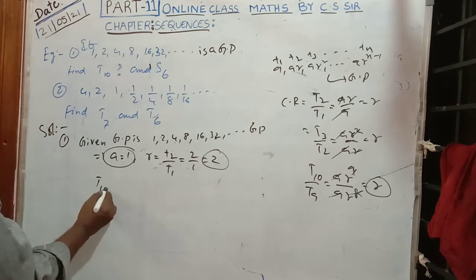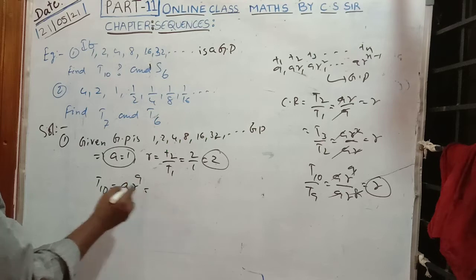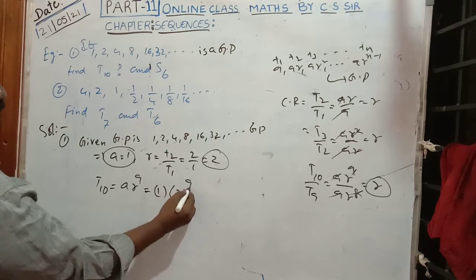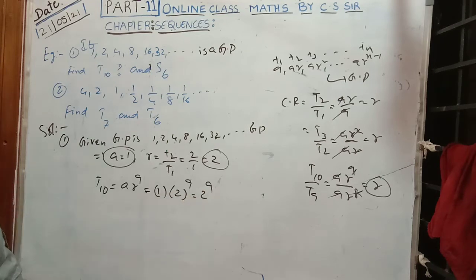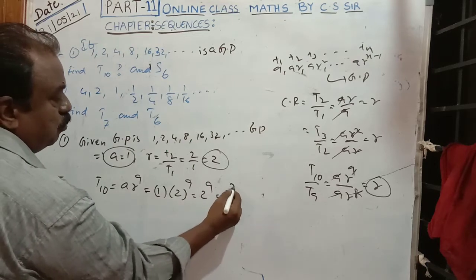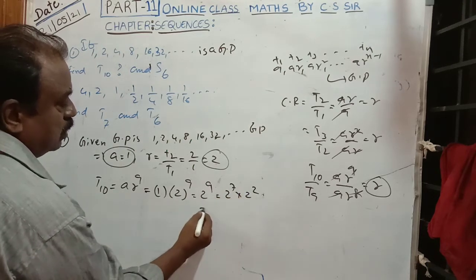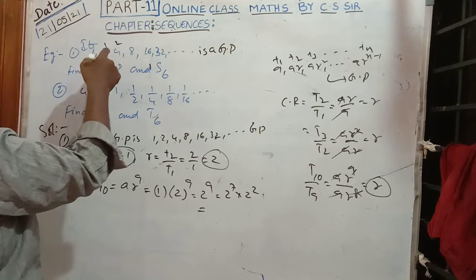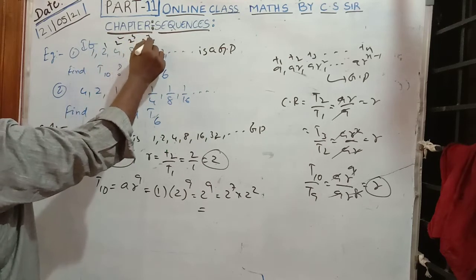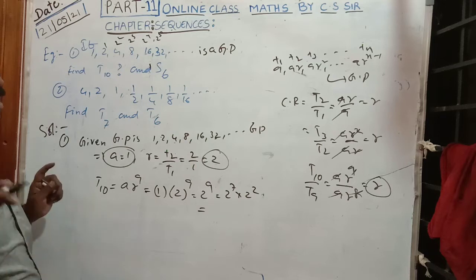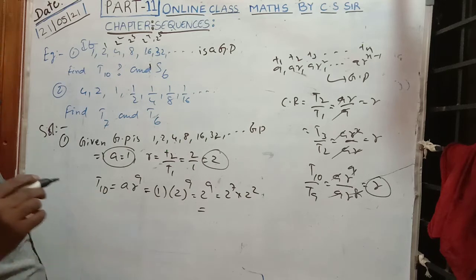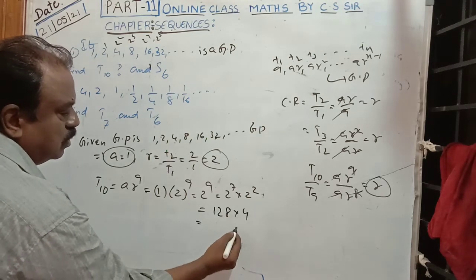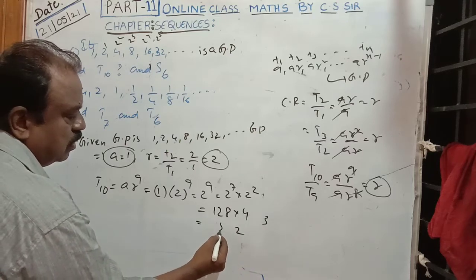We need to find T10. T10 is AR power 9 by using the formula. What is A? 1. What is R? 2, so it is 2 power 9. It is 2 power 7 into 2 square. You remember 2 power 5 is always 32, 2 power 6 is 64, 2 power 7 is 128, into 4, which gives 512.